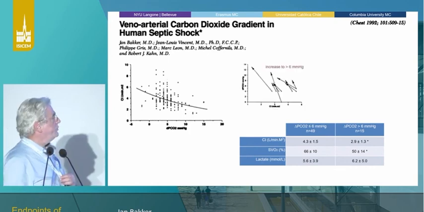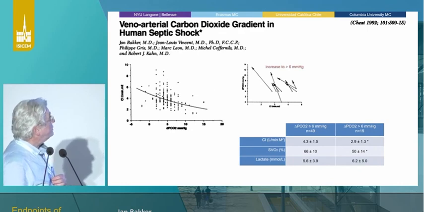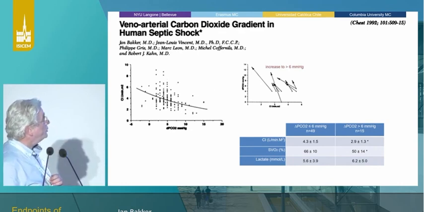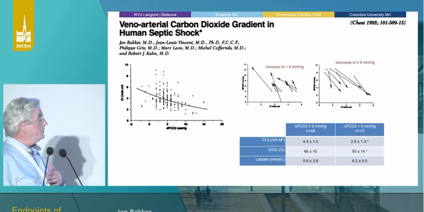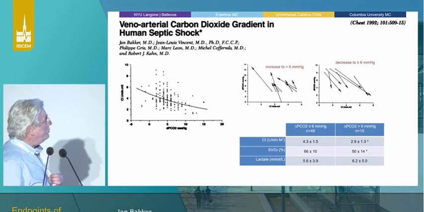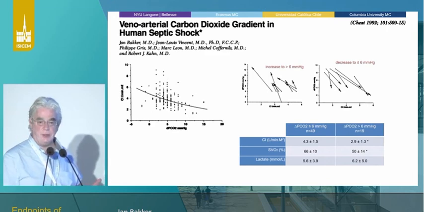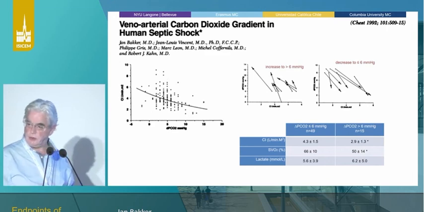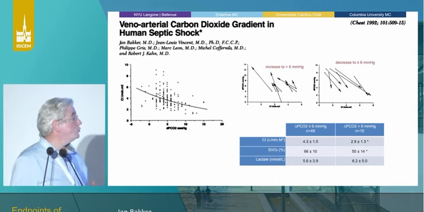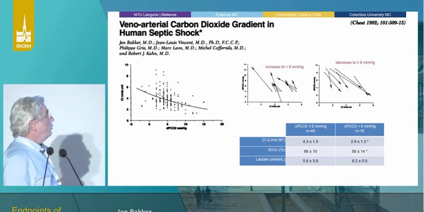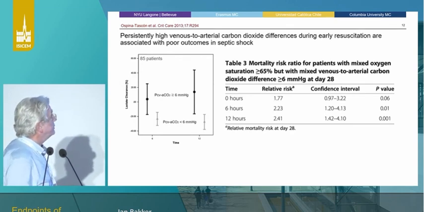And if you look at changes, then patients that decrease their cardiac output increase their delta PCO2 during treatment. If they increase their cardiac output with treatment, then they drop their delta PCO2. So the delta PCO2 has some relevance as a perfusion parameter in the early phase of septic shock resuscitation.